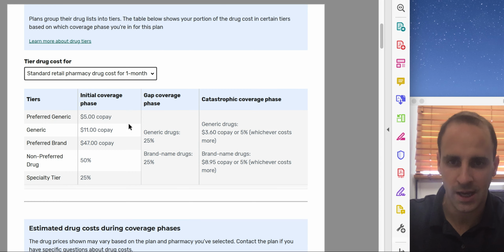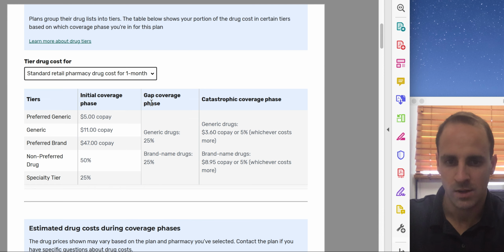On the second page, it gives you just a little tier breakdown cost. If you use a standard pharmacy, what the copays would be for each of the 5 tiers of drugs in the initial coverage, the donut hole or coverage gap, and the catastrophic phase.